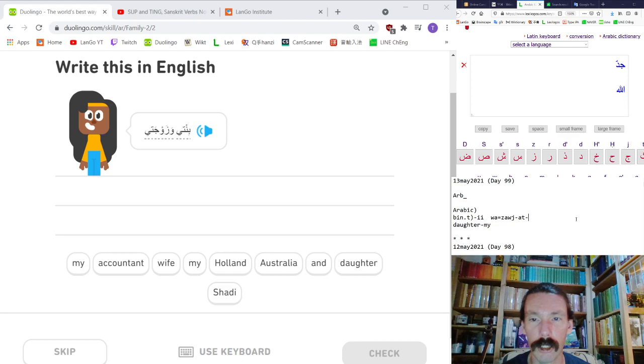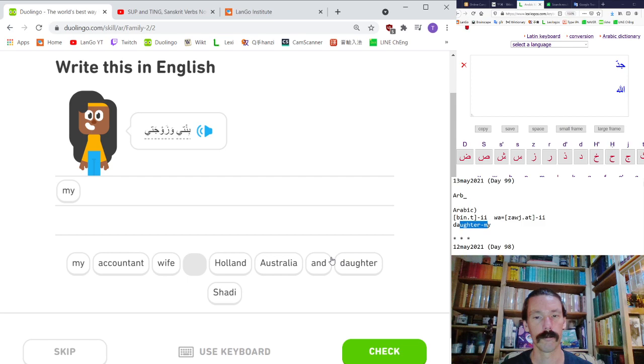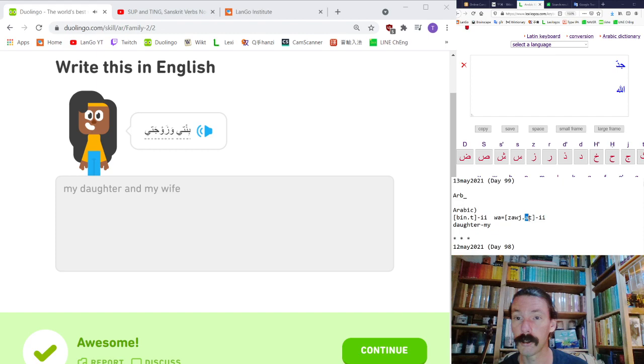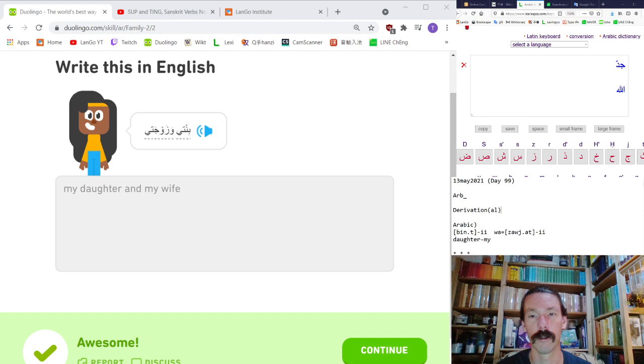Zaujati. Okay, and to be consistent, I'm going to use the dot for the first boundary, dash for the second, and square brackets for nouns. Zaujati, my daughter and my wife. And we see the T and -et suffixes that alternate, those things are derivational suffixes. We derive a new word. Whereas the -i is an example of an inflectional suffix.